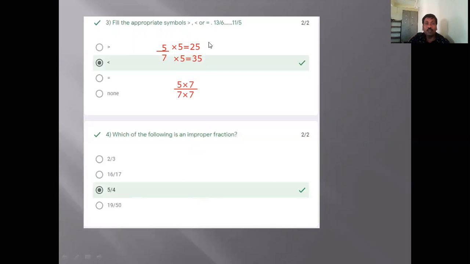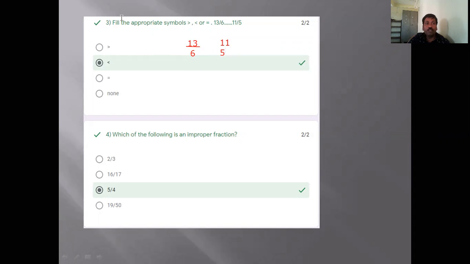Now see the next question. What does the next question say? Which makes the statement true? Fill in the appropriate symbol, greater, less or equal, for 13 by 6 and 11 by 5. To compare these fractions, we will use the cross multiplication method. Write 13 by 6 in this way, and now write the other fraction, which is 11 by 5.